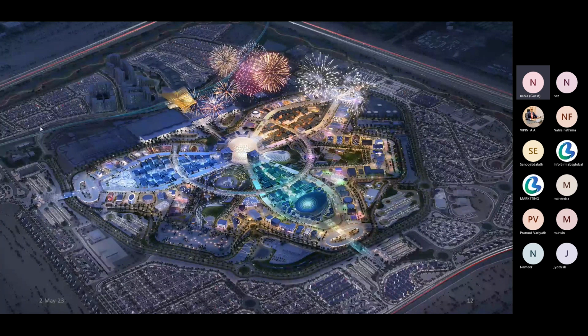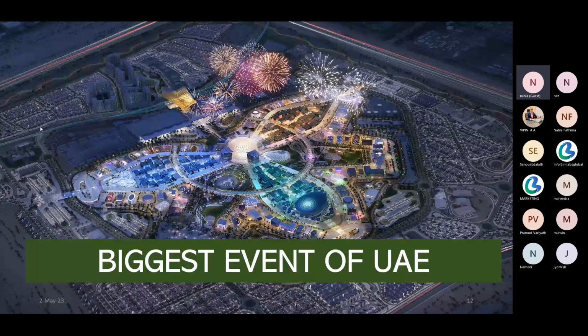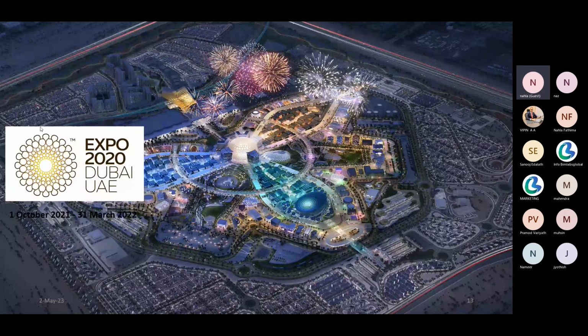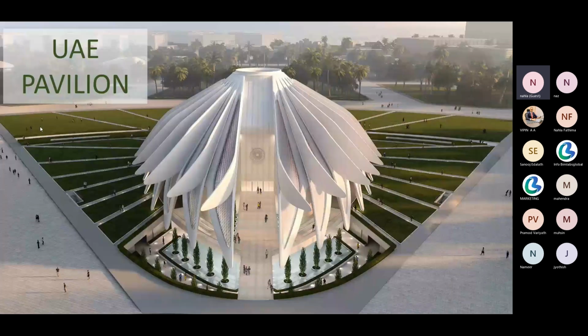Okay, I'll tell you. It was the biggest event of UAE. Now you can tell, right? Expo 2020. Yes, it's the Expo 2020 Dubai picture. It was held from 1st October 2021 to 31st March 2022. And this is the UAE Pavilion. So this is the structure about which we are going to discuss in this webinar.